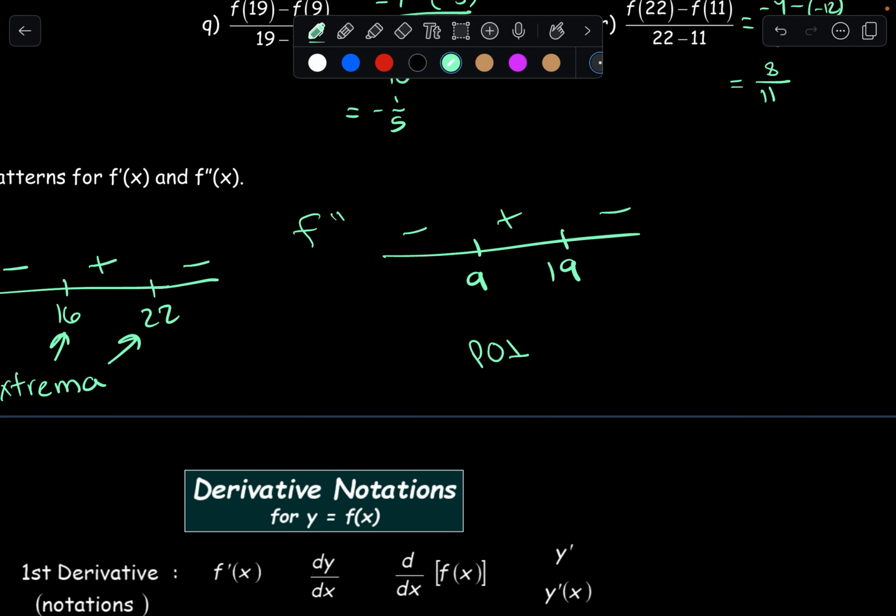And these will be your points of inflection at 9 and 19 because f double prime is changing signs.